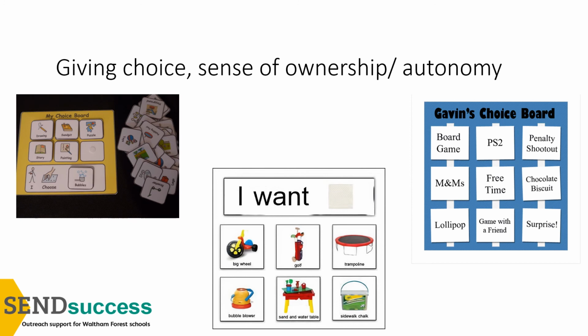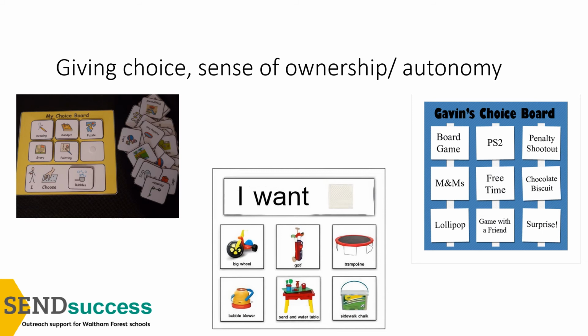Another reason for using visual support is that it can help give a sense of choice, a sense of ownership and autonomy. Sadly, a lot of autistic adults report that they have been much, much happier since leaving school, precisely because they have this. They have control over their day. They can choose what to engage with when. And this reduces anxiety, it reduces stress, it reduces the chances of exhaustion and burnout.